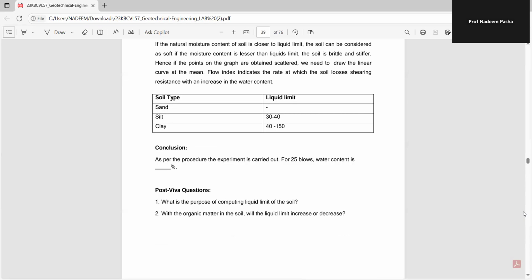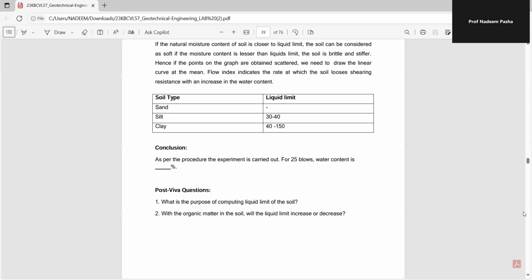So the soil type and liquid limit: silt is in between 30 to 40, clay is between 40 to 150. So what is the conclusion? As per the procedure, the experiment is carried out for 25 blows and the water content is dash percentage. So what are the post-viva questions?